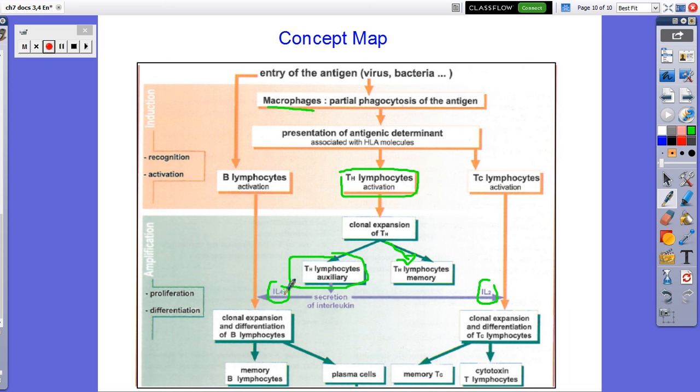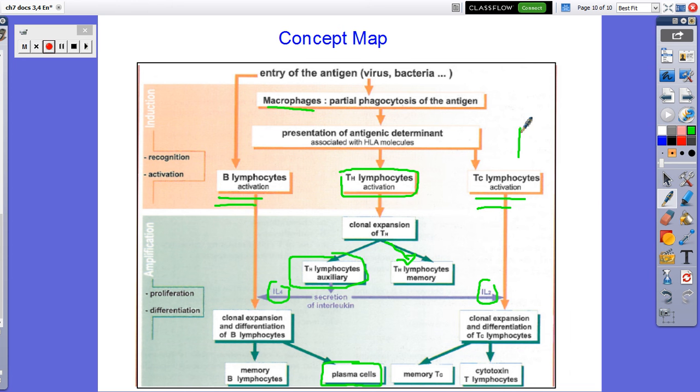If the interleukin secreted is IL-4, then B cells are implicated, and the B cell that recognizes the free antigen, receiving interleukin 4 from T4, is activated and proliferates. A part transforms into memory, and another part differentiates into plasma cells secreting antibodies, and hence the humoral specific immune response is established. If the interleukin secreted is IL-2, then the implicated cells are TC.